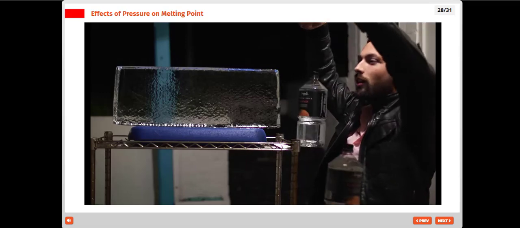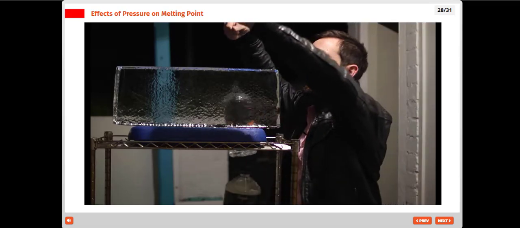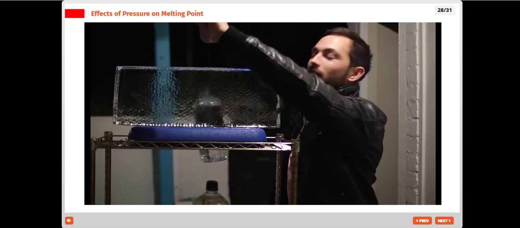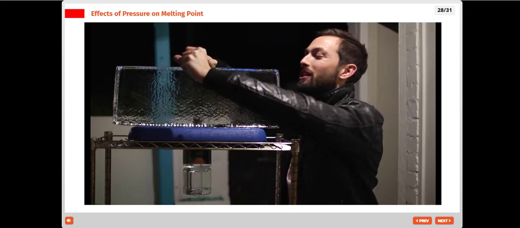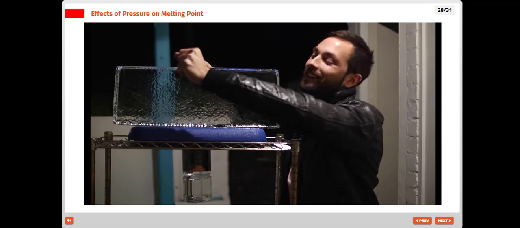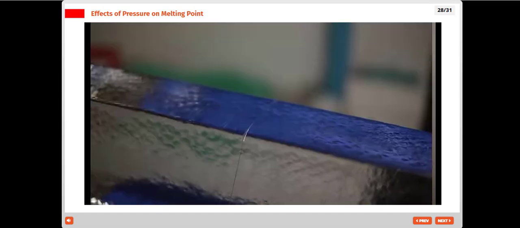When I apply the string across the ice, we should see the wire start to cut through the ice and perform the regelation of the ice. Well, we'll see if it works because we are outside in Sydney and it's warmer than 0 degrees, obviously.